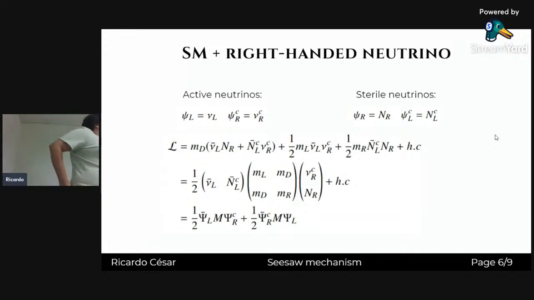Now you have those equations. It's the same thing that I showed you before, but in this case instead of using psi, I'm using the neutrinos, the nu, and instead of using psi R, I'm using N R. Okay, so those are the matrices, and what we should do is diagonalize this matrix and find the mass eigenstates of these vectors.